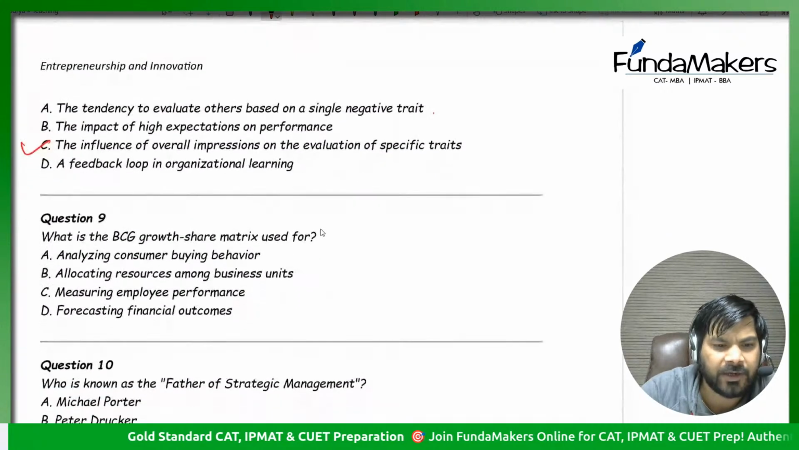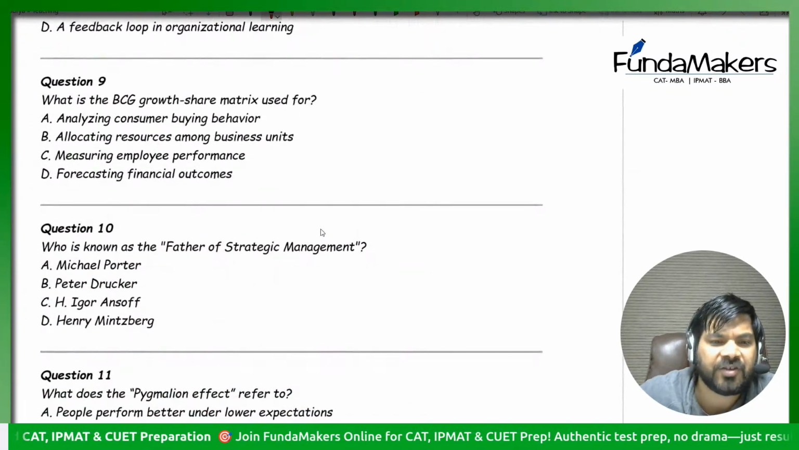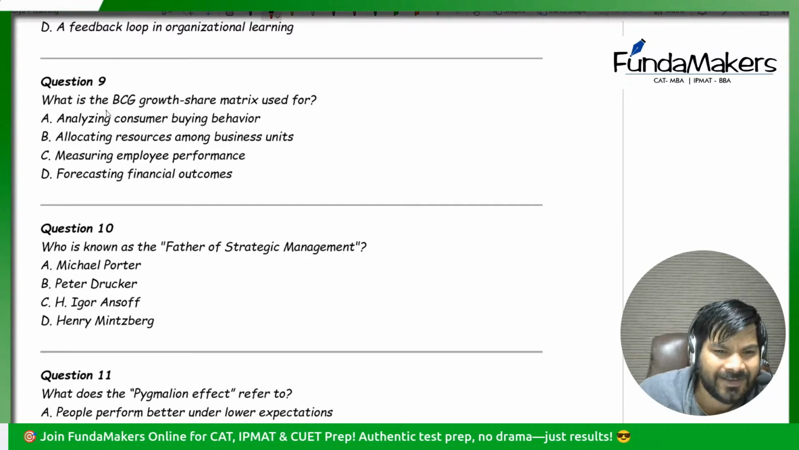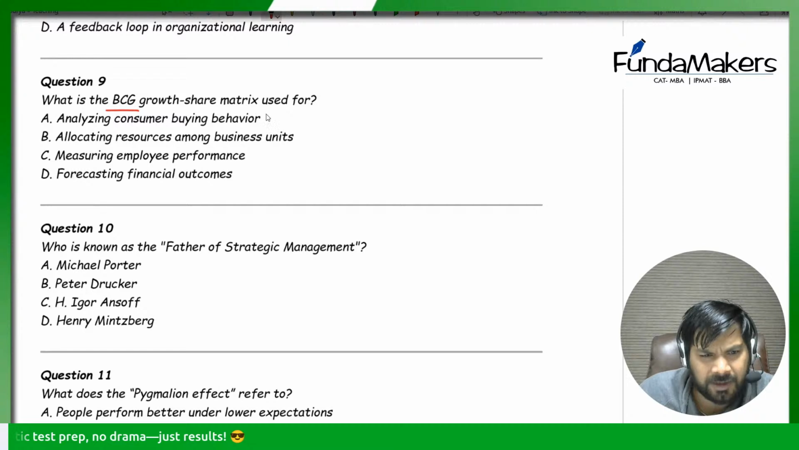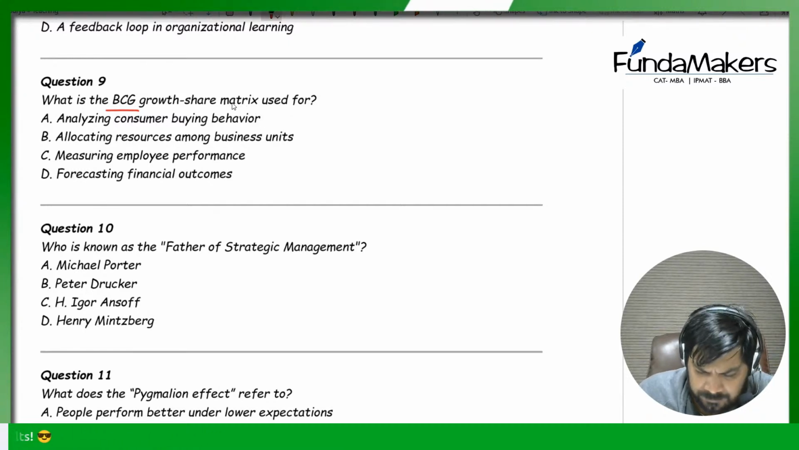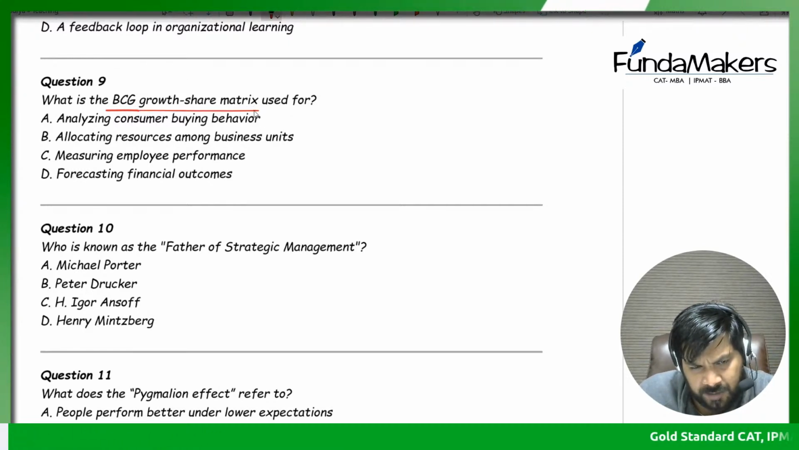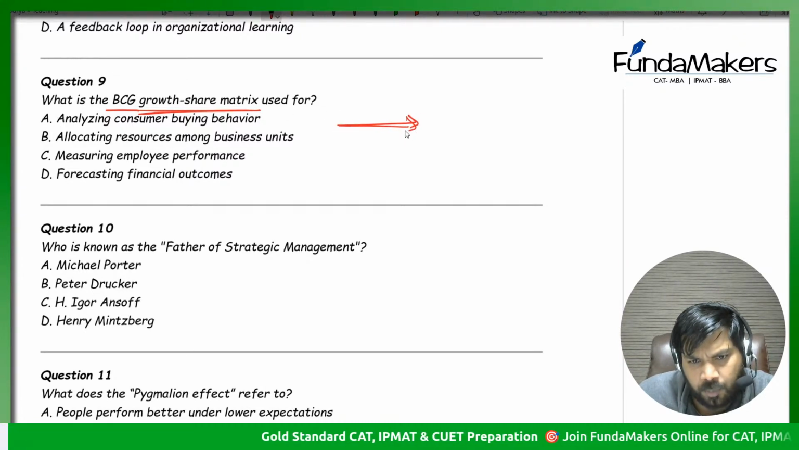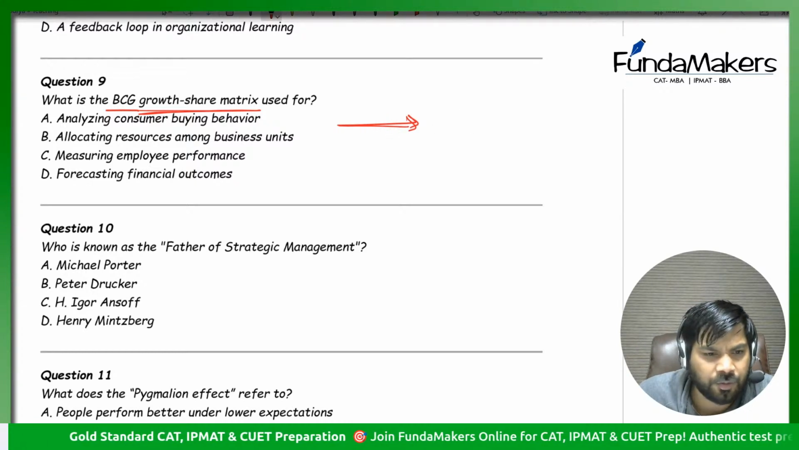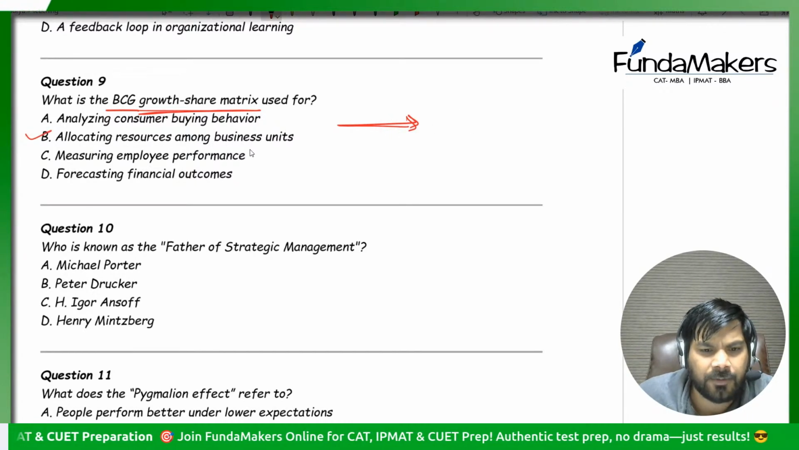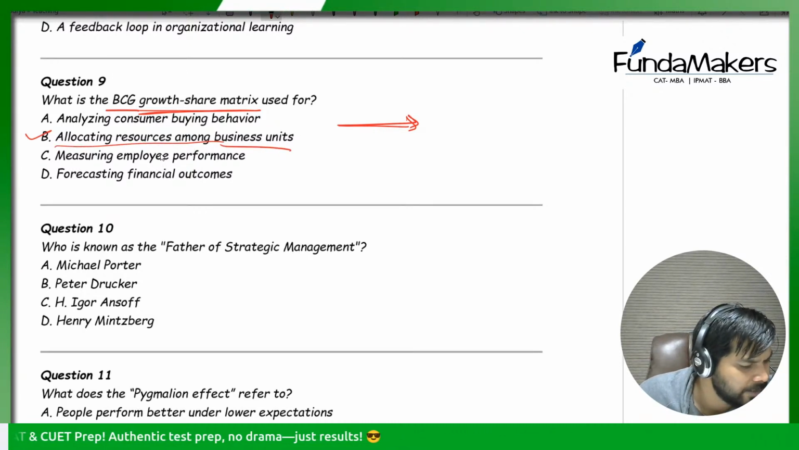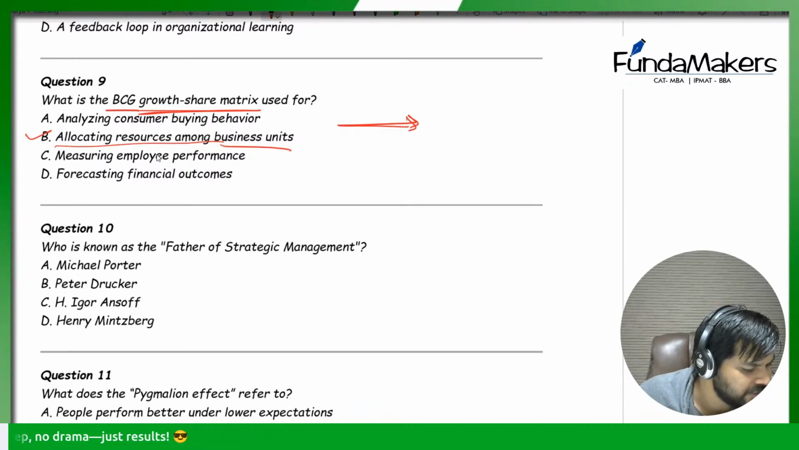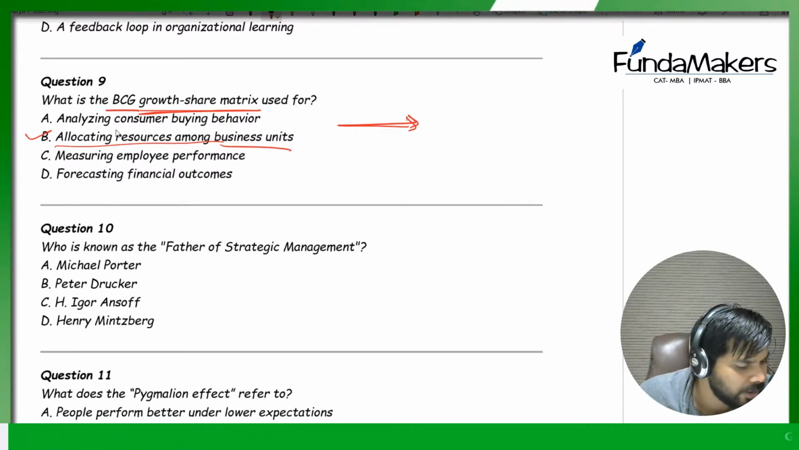Okay. Question number 9. What is the BCG growth share matrix used for? This growth share matrix is basically used to allocate resources where it is required the most, or where you're getting the most returns. So the answer should be B, allocating resources among business units. Correct answer should be B, ladies and gentlemen. Are you with me? Give me an answer in the chat box if you are with me. Are you all getting it?